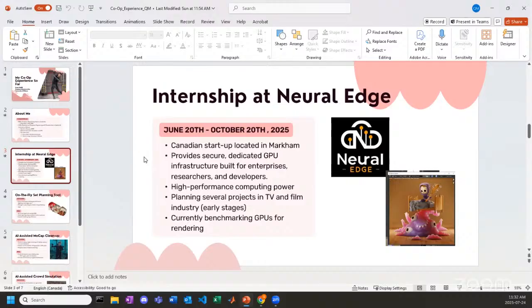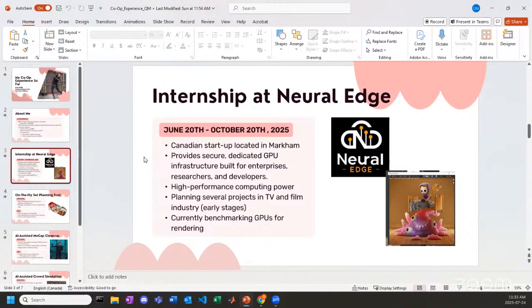Okay. So I actually only started an internship about a month ago on June 20th, and I'm working at a company called Neural Edge. They are a Canadian startup company that's located out of Markham, Ontario. Currently, what they do is they provide secure, dedicated GPU infrastructure built for enterprises, researchers, and developers.